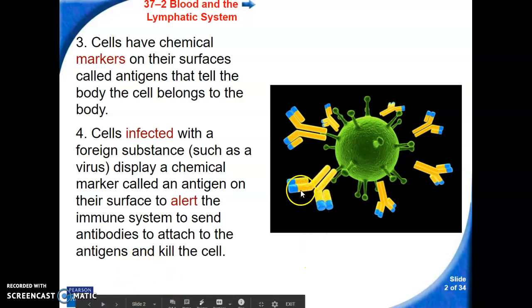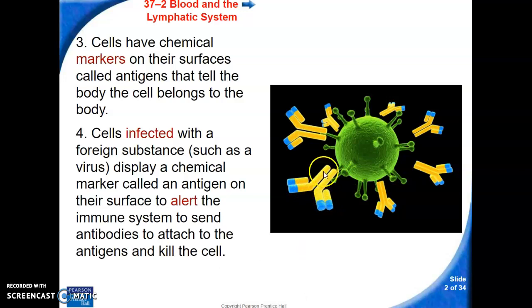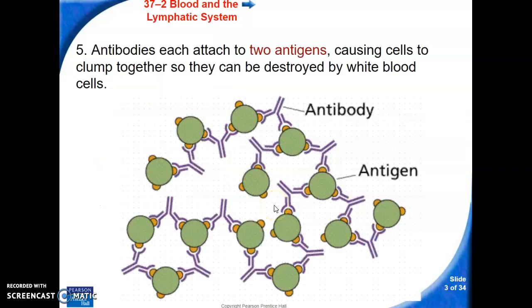So these yellow things are antibodies, and your immune system cells make these antibodies that fit like a lock and a key onto each antigen. And antibodies can attach to two antigens, causing the cells to clump together so your immune cells can come and attack them. So here's an antibody, this purple thing. The yellow thing, orangish thing, is an antigen. And here's this cell that's displaying the antigen.